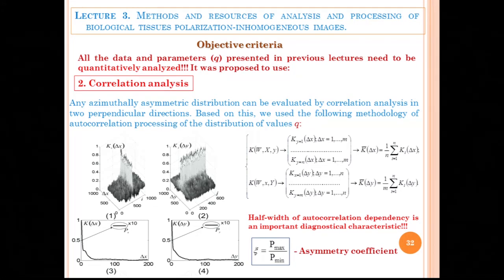It's quite the same, but not the same. And this asymmetry coefficient is P max divided by P min, which gives us an evaluation. For example, we can compare two almost identical images, for example, with malignant formation and with normal. So the half width of the autocorrelation function plays the main role.